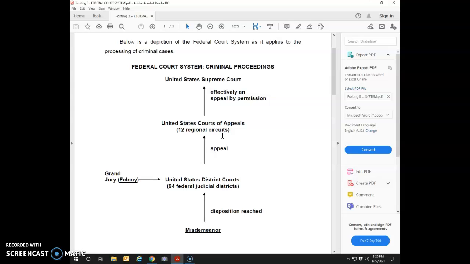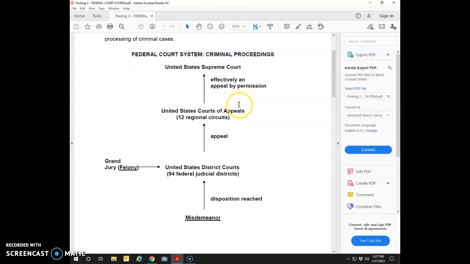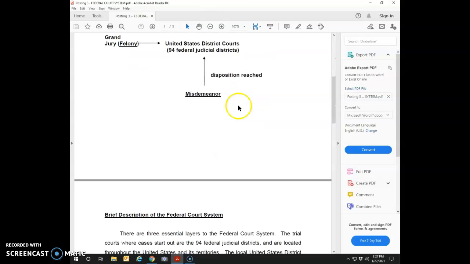If the party wishes to appeal after the U.S. Court of Appeals issues a decision, the last step is to the highest court in the U.S., the United States Supreme Court, but that appeal is effectively an appeal by permission. So one would have to convince the Supreme Court that it should take its time to consider the case before the appeal can actually be taken there.